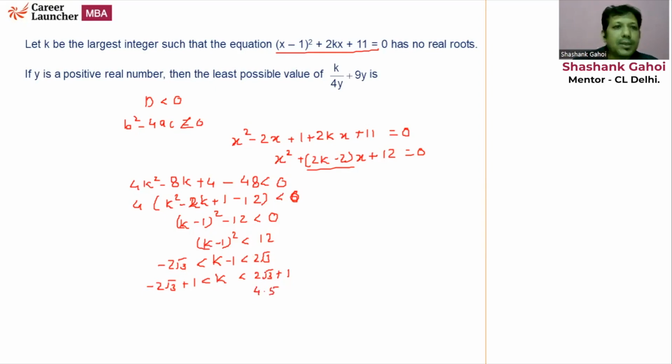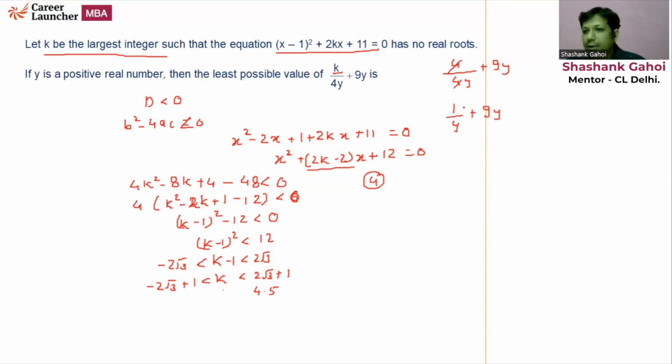And the question is saying that k is the largest possible integer. It means the maximum value of k can be 4. And the value of k is going to be 4 because k is the largest number that satisfies this equation. So value of k becomes 4. Okay, now I'm going to solve this equation. So I'm going to replace k by 4. So 4 upon 4y plus 9y. And I want to minimize this value. So I can say 1 upon y plus this.